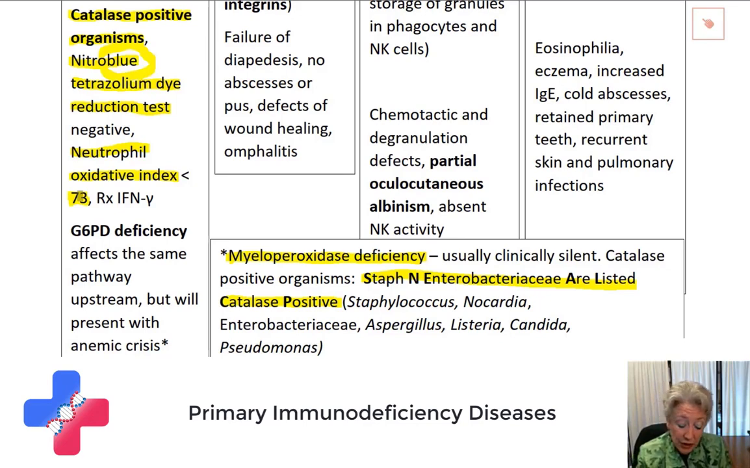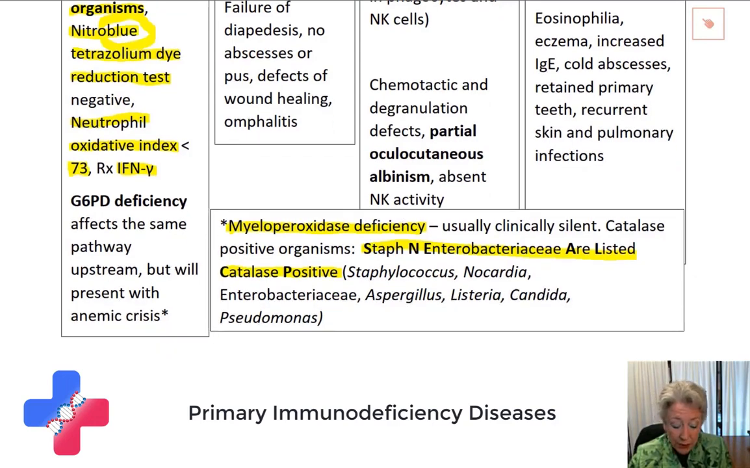How do I treat these conditions? With interferon gamma. Remember, that is the product of a T helper 1 cell that acts on phagocytic cells to make them more aggressive and efficient in their phagocytosis.